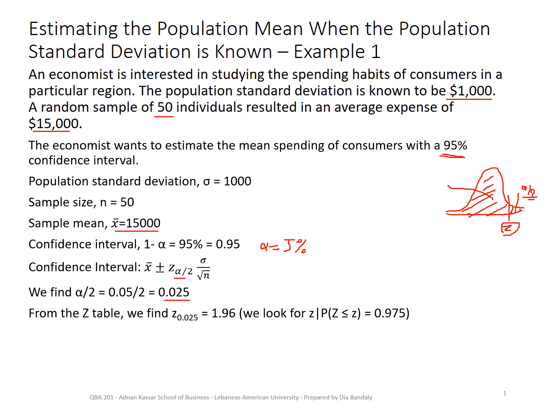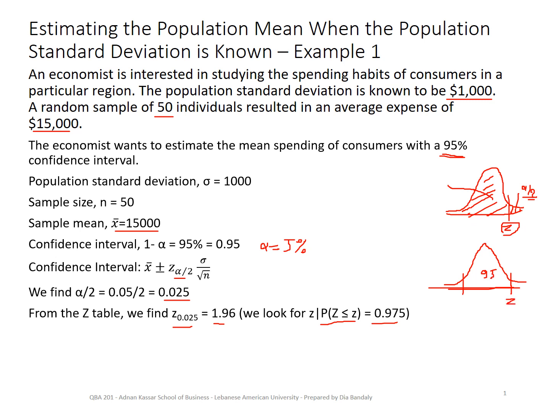Let's go back here now. So from the Z table, we find Z 0.025, which is 1.96. What's that? As I showed you in the illustration, we look for the Z value such that P of Z less than or equal to Z is 97.5. I will repeat it again because some students get confused. We have specified that 1 minus alpha is 95, so they think they have to look for a Z value such that P of Z less than or equal to Z is 95, which is wrong.